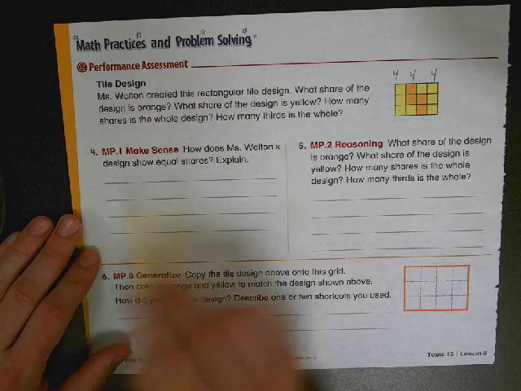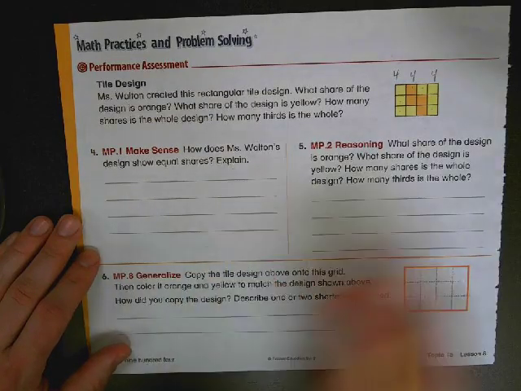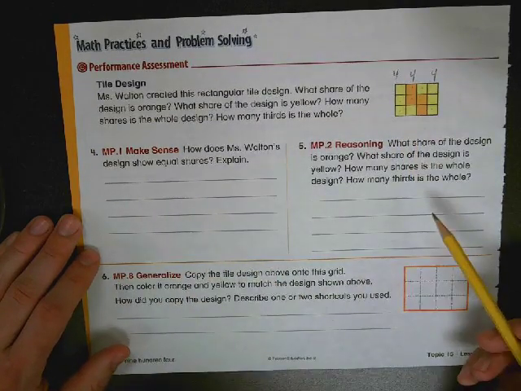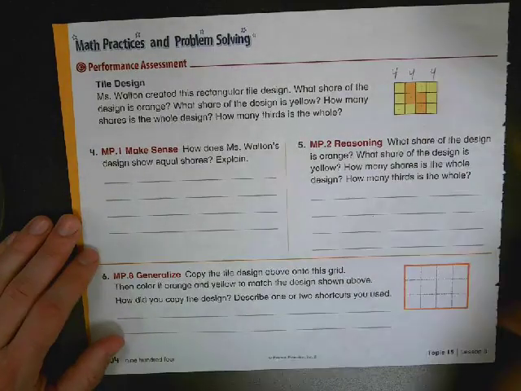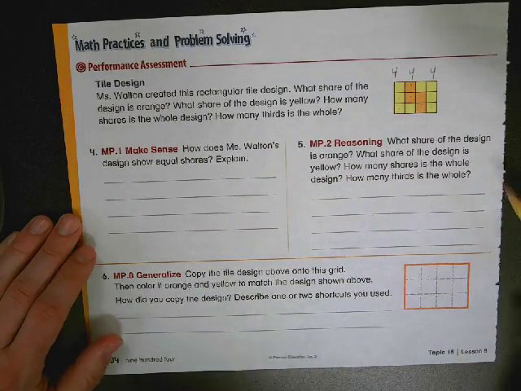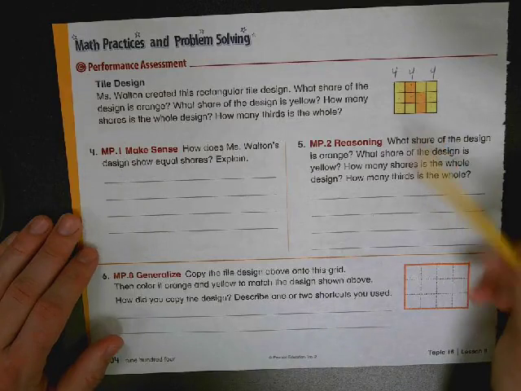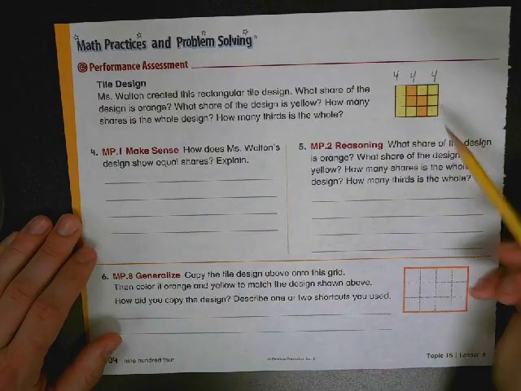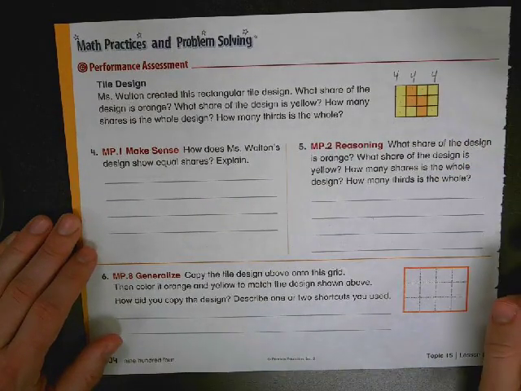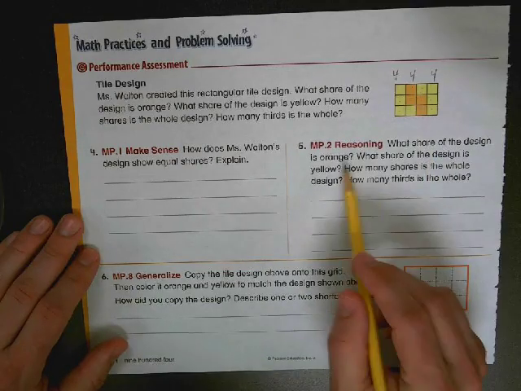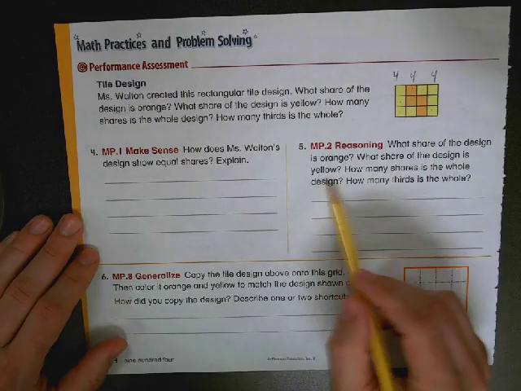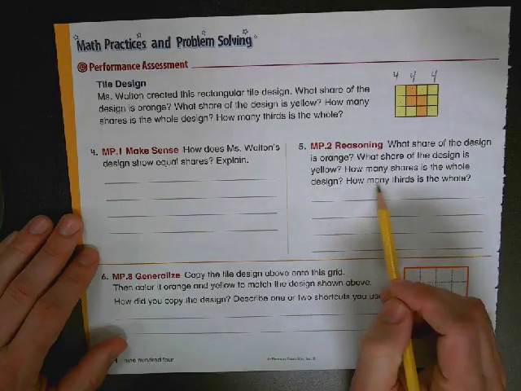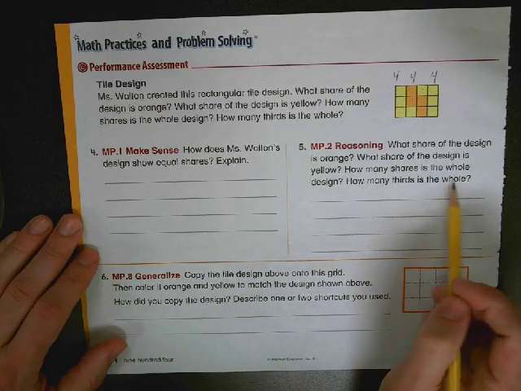So how does Miss Walton's design show equal shares? Explain. I would just explain it. How does it show equal shares? How is it equal? What do you have? How many do you have of the first share of yellow, the second share of orange, the third share of yellow? Over here it says, what share of this design is orange? What share of the design is yellow? How many shares is the whole design? How many thirds is the whole?